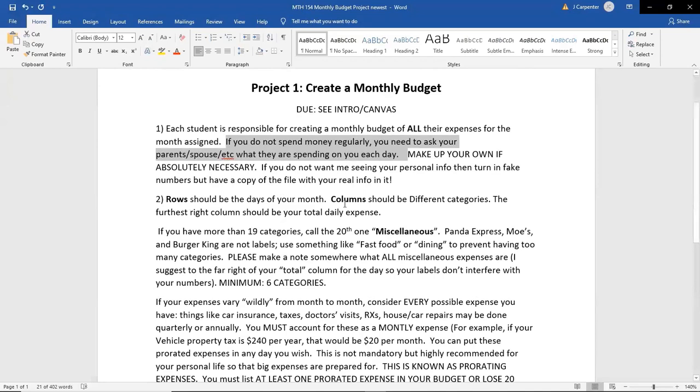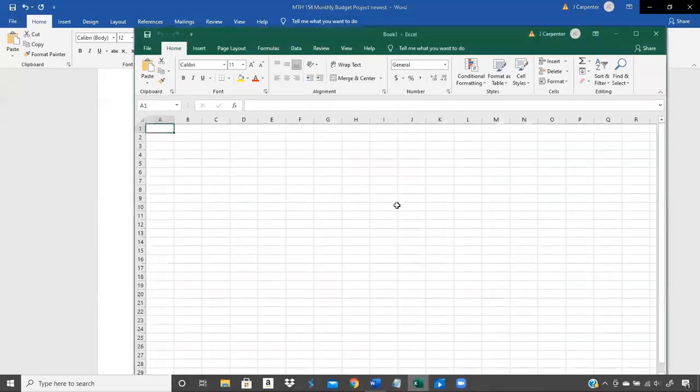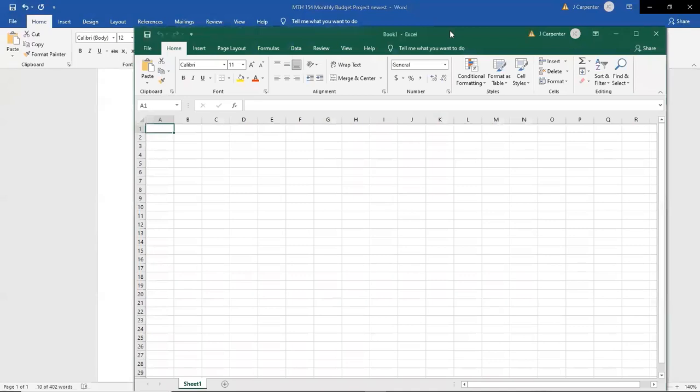Rows should be the days of your month. Columns should be your different categories. The furthest right column should be your total daily expense. Now remember, rows are horizontal, columns are vertical. You have to get this right. Every semester I get maybe one, maybe two students who get this wrong, and you get punished in the point department because of that. So row one, row two, row three, row four, row five, row six, column A, column B, column C, column D.